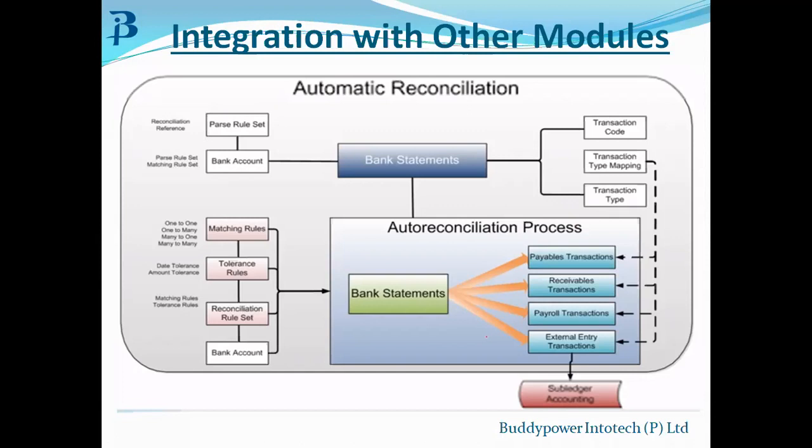There is also the ability to load, as I just mentioned in the previous slide, external entry transactions, such as your bank charges, bank transfers, interest, fees, etc. These external entry transactions need to be accounted for, and then pushed to your general ledger. This is how your reconciliation basically happens.